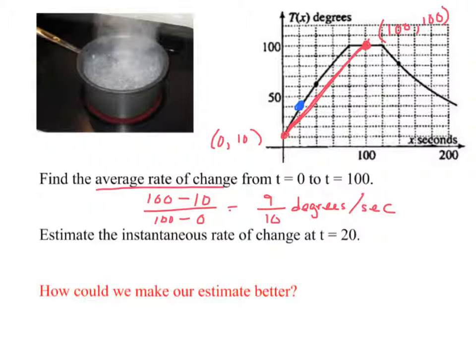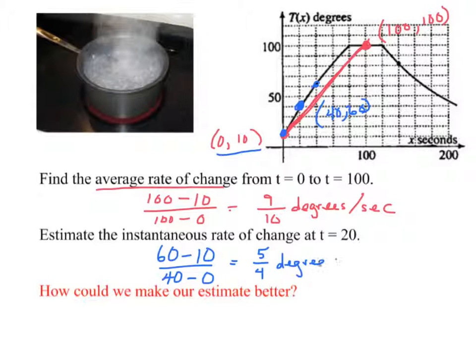So notice the difference here between an average, which just says between here and here, between these 2 points, how's it going up on average? This is saying at that spot, how fast is the temperature increasing? Well, I think the easiest way, again, is to just pick a point on either side. We already have this point at 0, 10. This other point looks like 40, 60. So let's find the slope. 60 minus 10 over 40 minus 0. So 50 over 40, or 5/4 degrees per second.